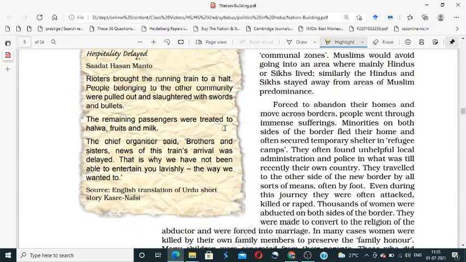So he says here, rioters brought the running train to a halt. People belonging to the other community were pulled out and slaughtered with swords and bullets. If you see many of the movies, you will see how the people were killed. The remaining passengers were treated to halwa, fruits, and milk. The people of their own community were treated very well, but the people of the other community were pulled out and killed. The chief organizer said, "Brothers and sisters, news of this train's arrival was delayed. That is why we have not been able to entertain you lavishly the way we wanted to." So this was the mentality of the people.